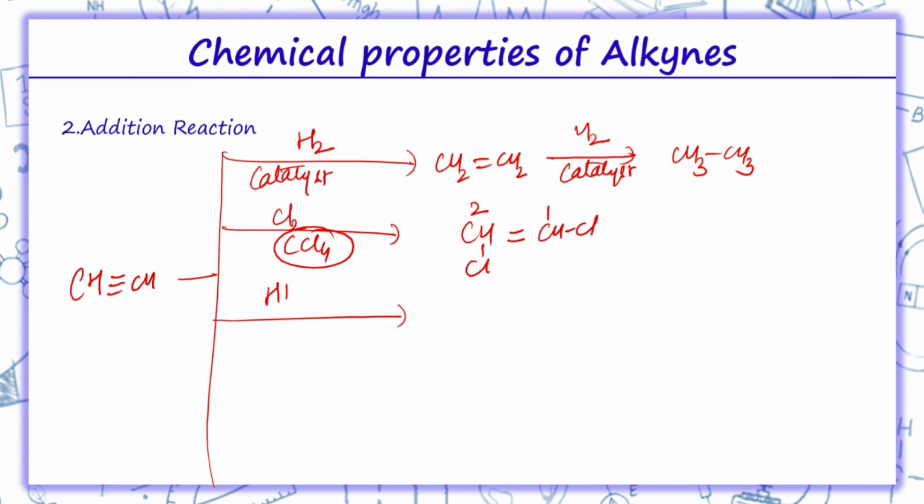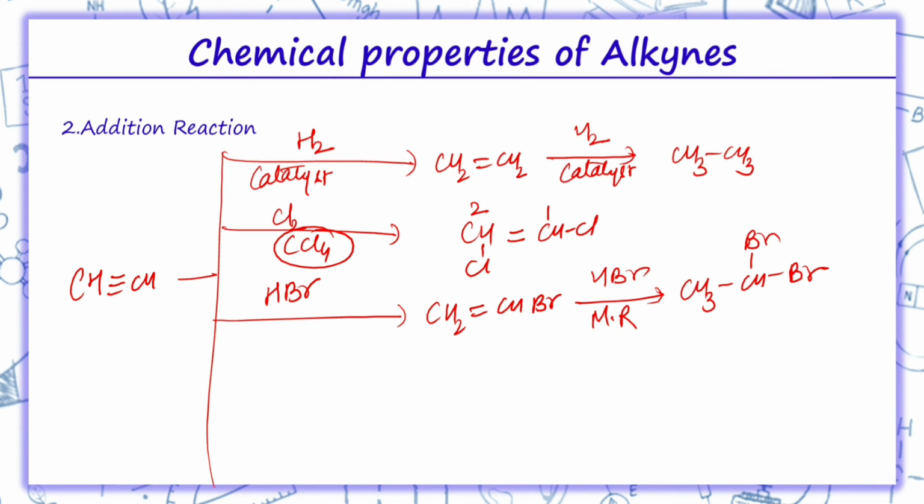Similarly, if we add HBr, that is hydrogen bromide, we will get CH2 double bond CHBr. On further addition of hydrogen bromide, Markovnikov's rule will be applied. Markovnikov's rule states that the negative part goes to the carbon having the lesser number of hydrogens. So it will be CH3 CHBr2.